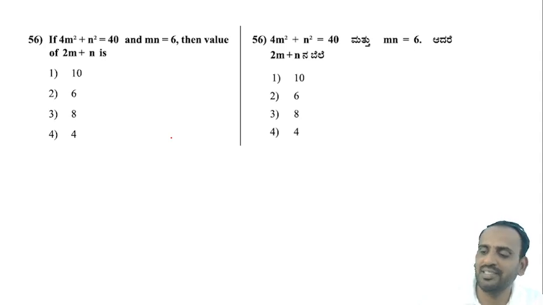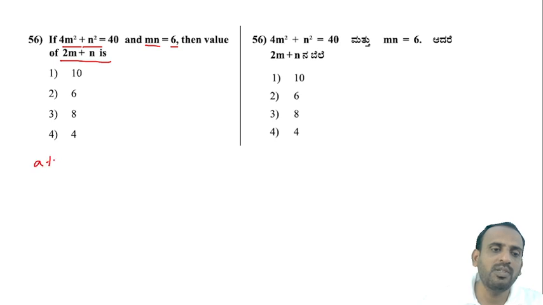Hello dear students. So let us try to solve some more questions on factorization. We have 4m square plus n square as 40, mn as 6, then find the value of 2m plus n. Let us try to use identities to solve this problem.